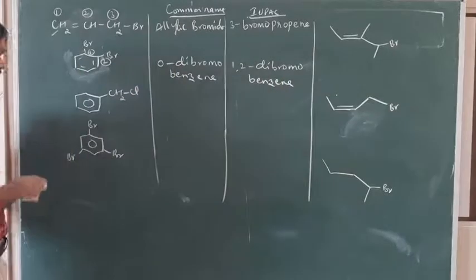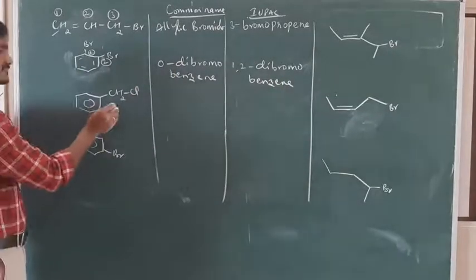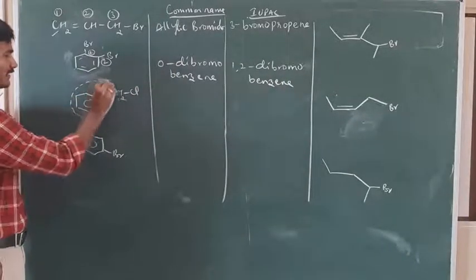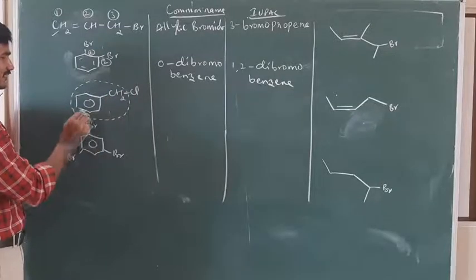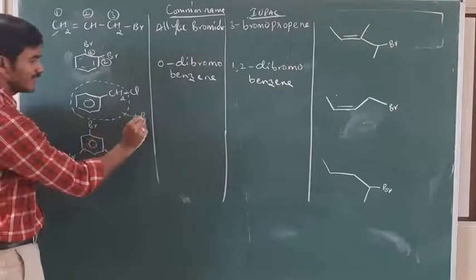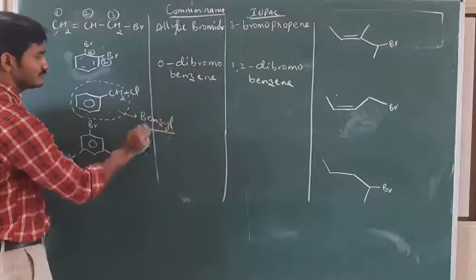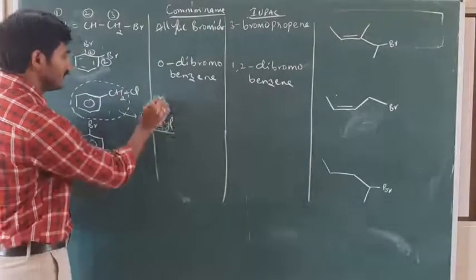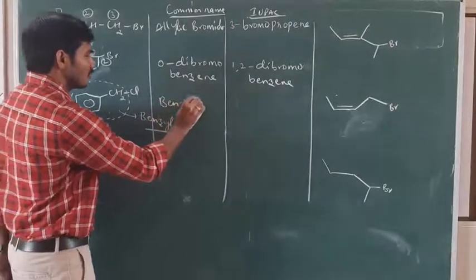These are the halogen names. And what is this group said to be? This group, remember, is very important, you will get it in the next chapters also. This group, I told you, is benzyl. In the classification I told you, benzyl chloride.